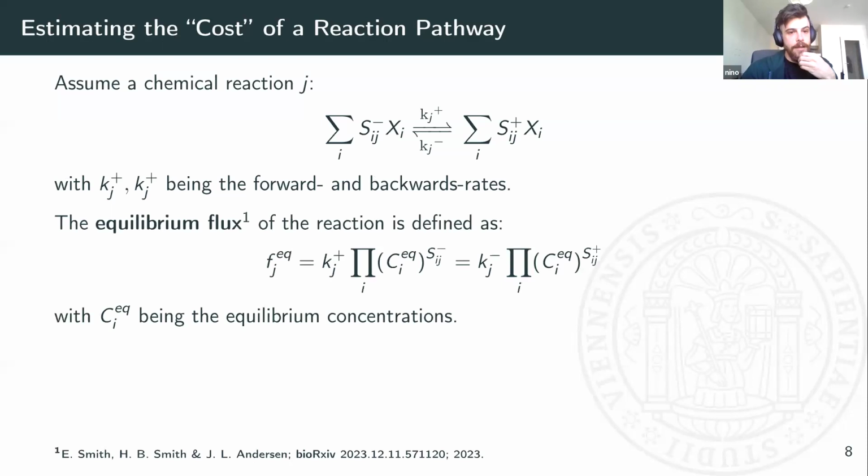Given this, you can define an equilibrium flux for each reaction. It's basically assuming that when you are in equilibrium, in a linear response regime, the fluxes of the half reactions from the forward and the backward reaction should be the same. And this gives you then this equilibrium flux.